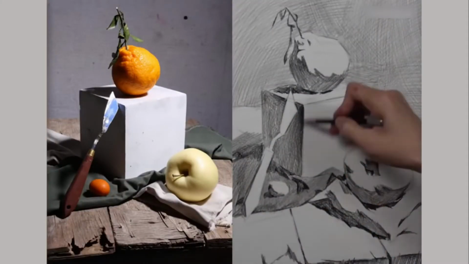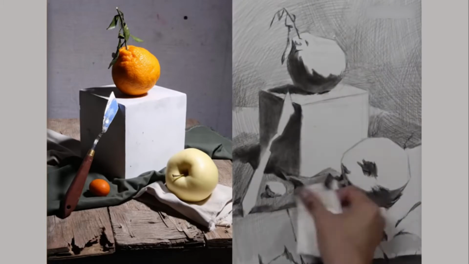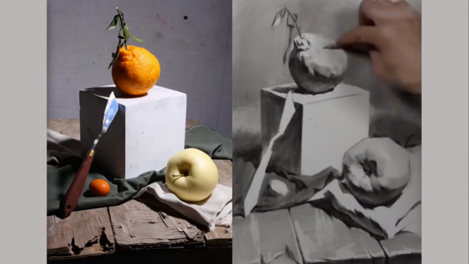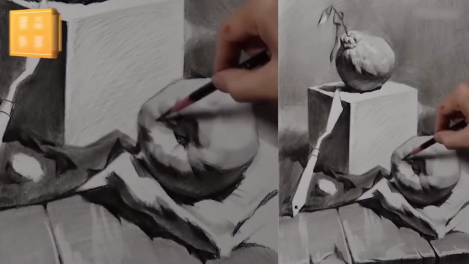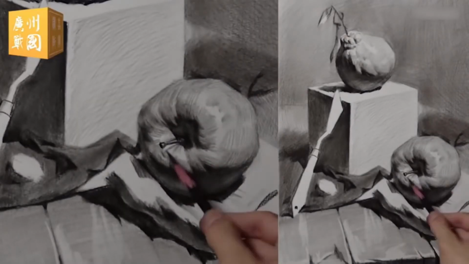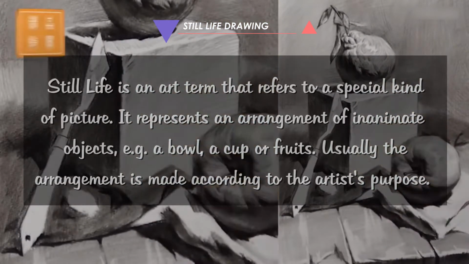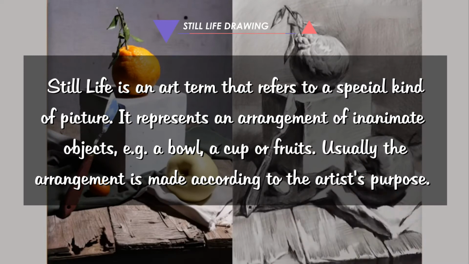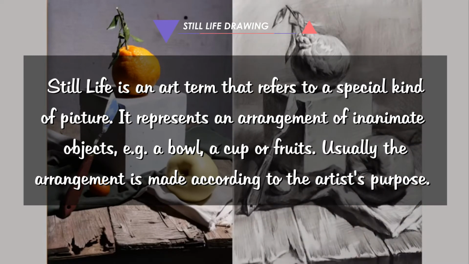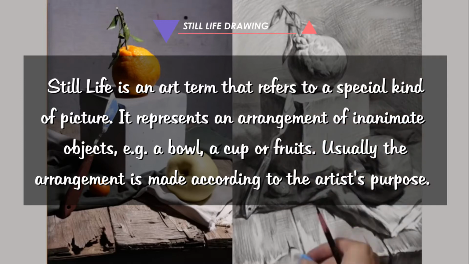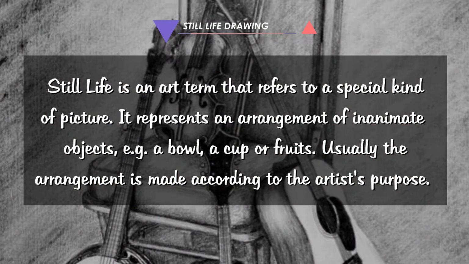Now, as artists, there are lots of subjects that we can portray in our drawing. There are lots of things out there that we can put pencil or paint to paper and create a version of it that we want others to see as ours, right? But for this specific topic, we're going to be looking at what we call still life drawing. And still life drawing, as the name suggests, is a special term in art that refers to a special kind of picture. It is a representation of inanimate objects, things that cannot move on their own. For example, a bowl, a cup, or some fruits.